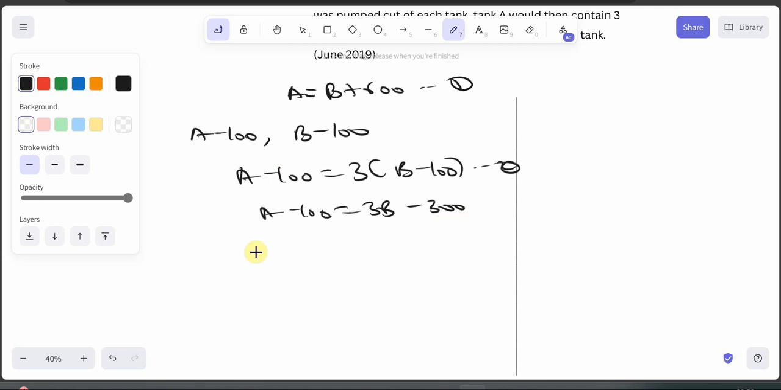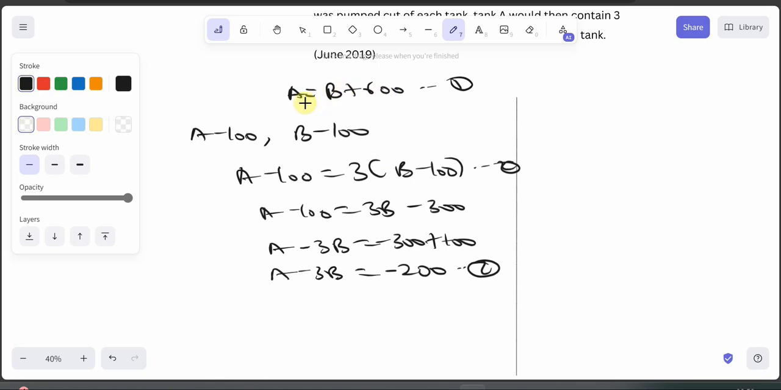Right? So let me collect like terms. That would be A minus 3B will be equal to minus 300 plus 100. And that would be A minus 3B is equal to minus 200. So this is our equation 2.